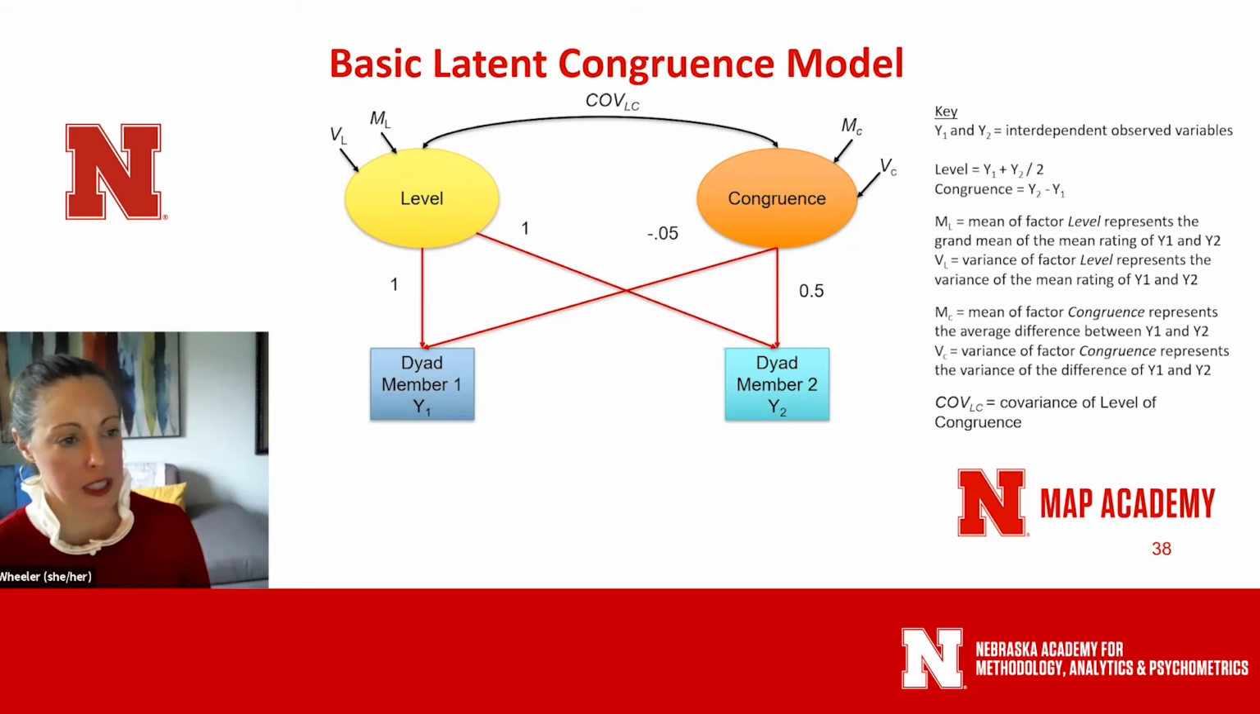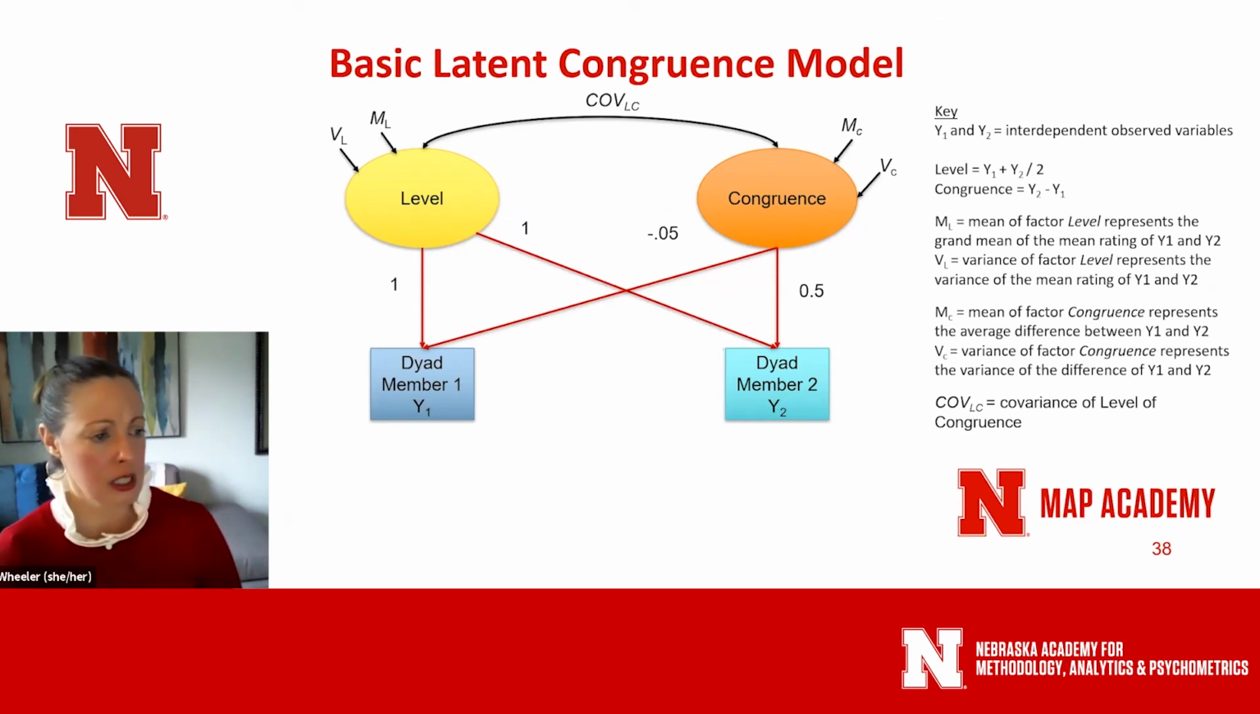Now let me skip down to ML and VL, the mean and the variance for the level. ML represents the mean of the factor we're calling level, the grand mean of the mean rating of Y1 and Y2. VL is the variance of the factor level, representing the variance of that mean rating of Y1 and Y2. If we flip over to congruence, we have a mean and a variance again. The mean of the factor congruence represents the average difference between Y1 and Y2, and the variance of congruence represents the variance of that difference. And then we have a covariance between level and congruence.